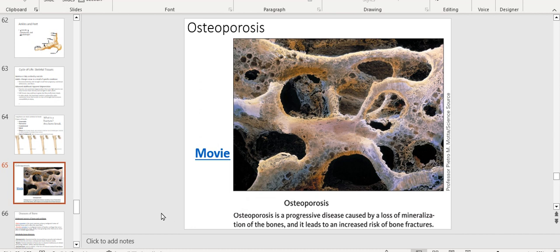This is a progressive disease caused by the loss of mineralization of the bone, and it leads to an increased risk of bone fracture. Generally, this happens in elderly people. And it's one of the most devastating diseases because an older person is walking along and then they fall on their bums and they'll break a hip.